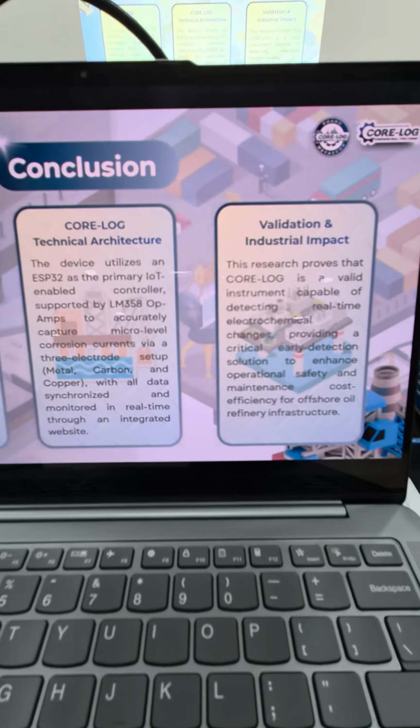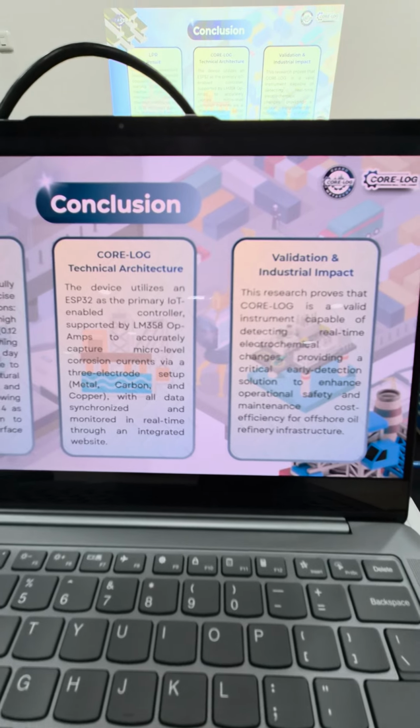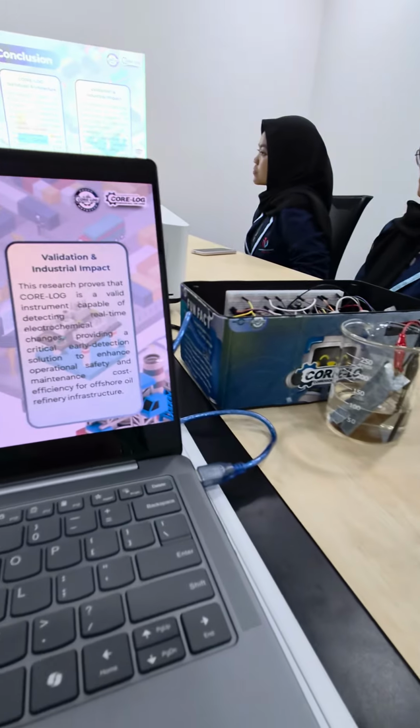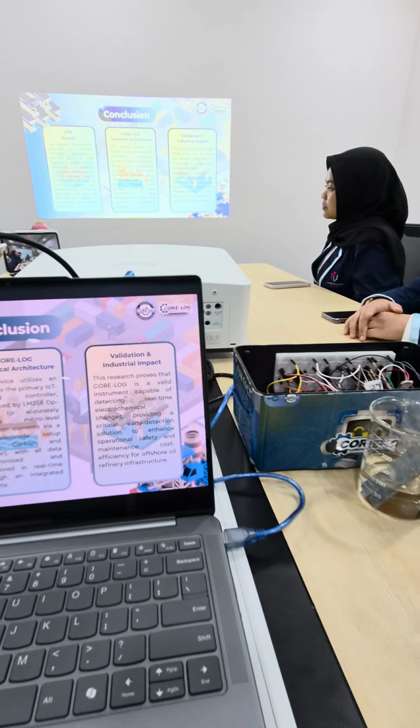Until the last one is the validation and industrial impact of our product. As you know, this research proves that Corlock is a valid instrument capable of detecting real-time electrochemical process changes, providing a critical early detection solution to make sure of safety in the environment of offshore refineries.